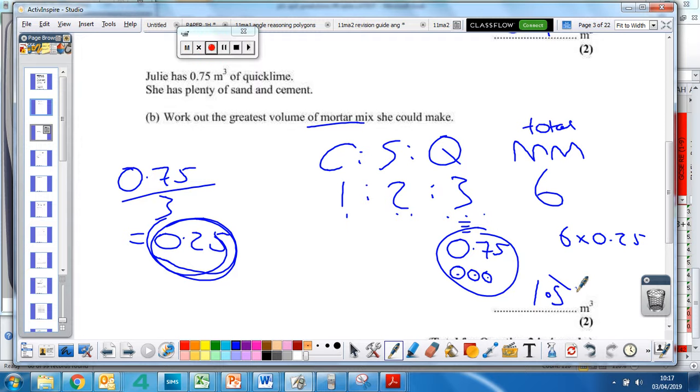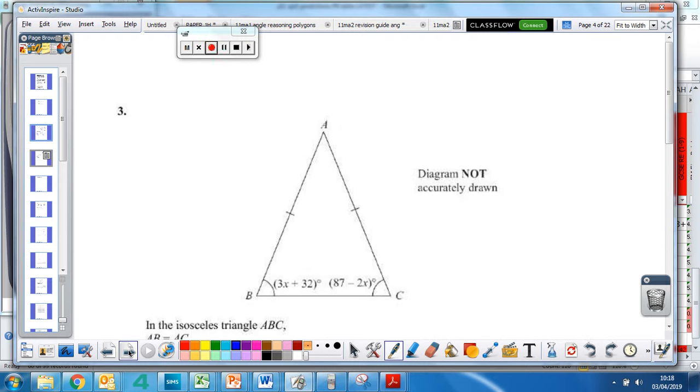Done. Question 2. A standard issue question on ratio, sharing and splitting, but written in a real life way that made it confusing for some of us about mortar mix and what's what. As long as you get the 1, the 2, the 3, and you know which bit they're giving you, is it the total or is it one of the parts? It's just like our normal questions with money. But as you can see, real life situations can be a little confusing. Question 3.